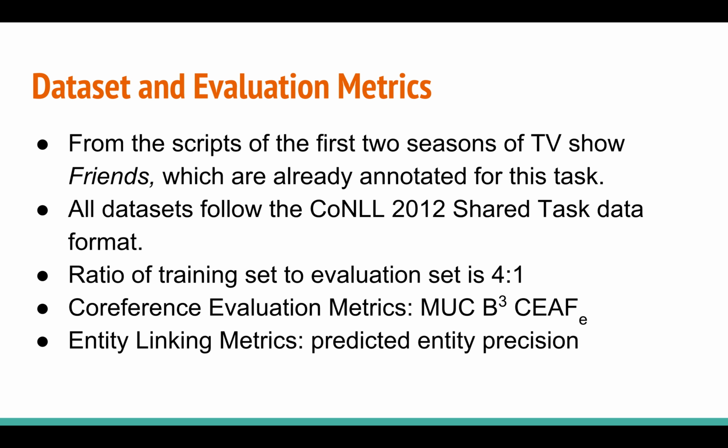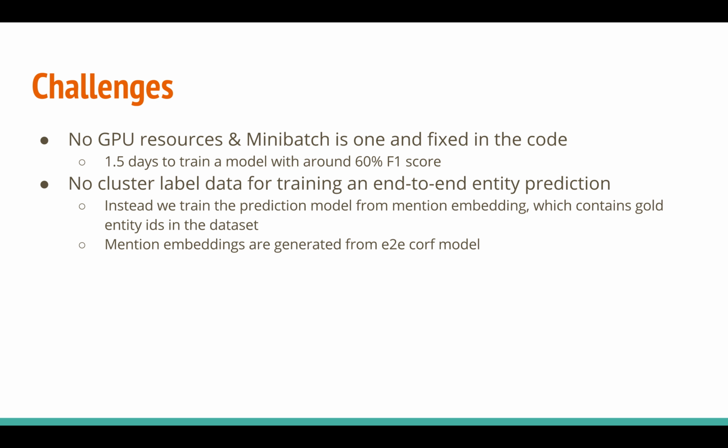For the evaluation metrics, we use MUC, B-cubed, and CEAF for coreference resolution, and we use precision for the entity linking. And there are 2 main challenges in our task. The first one is that we don't have GPU resources, and the mini batch size we can only use is 1 because the released code of the end-to-end model fixes the batch size. So we need about 1.5 days to train the model, with around 60% F1 score.